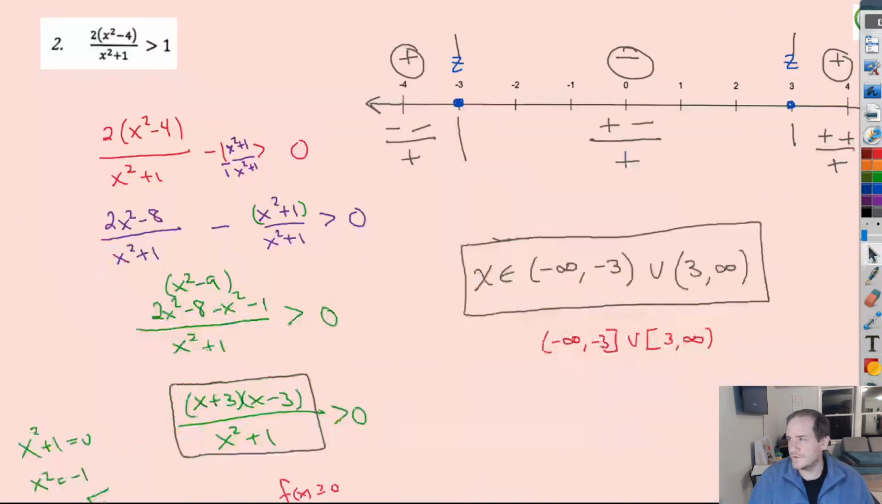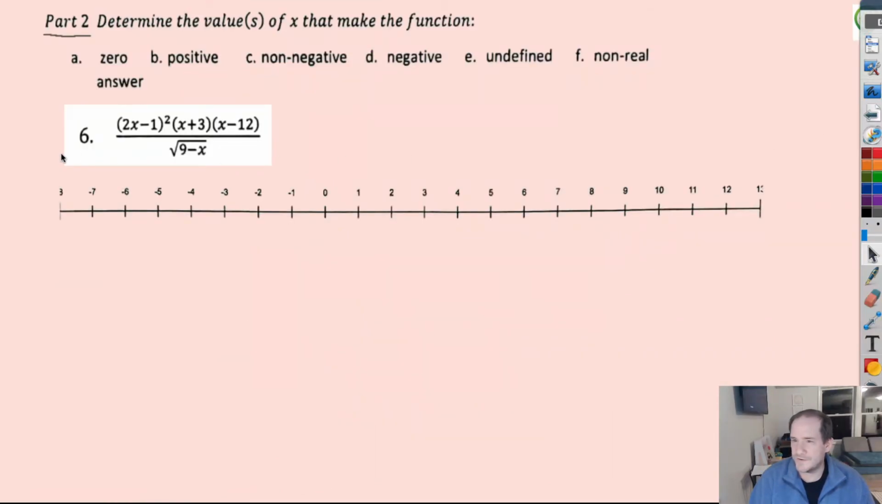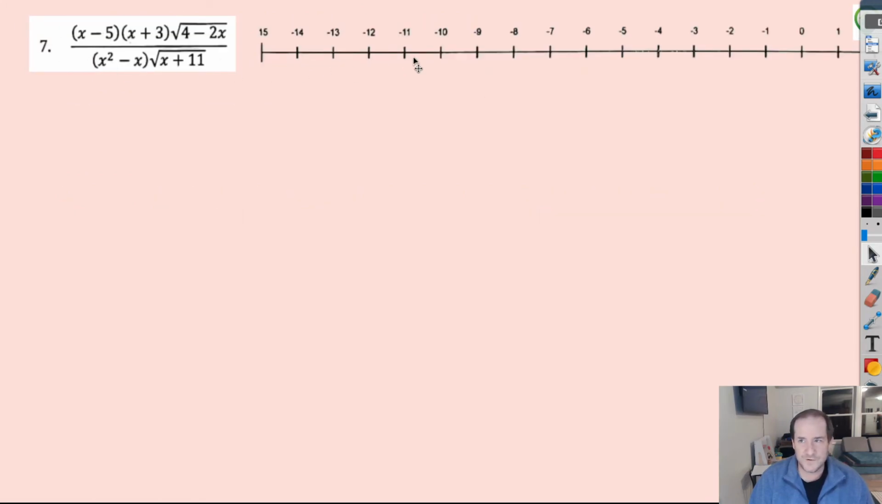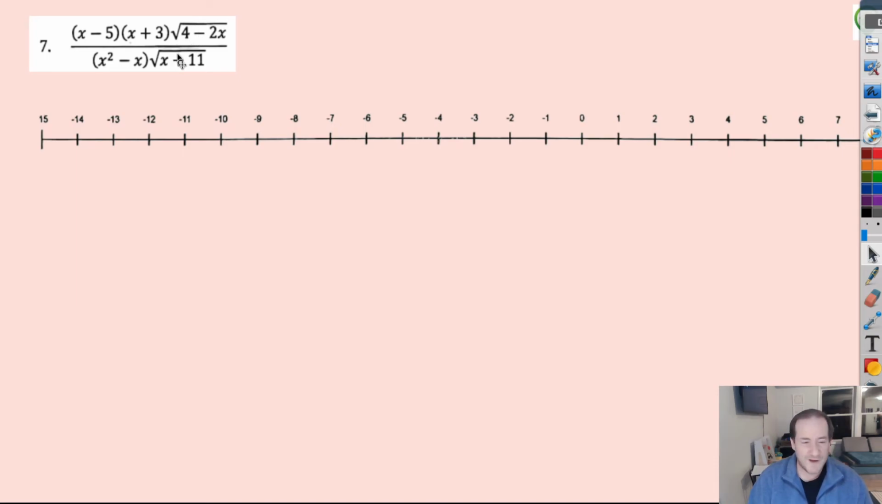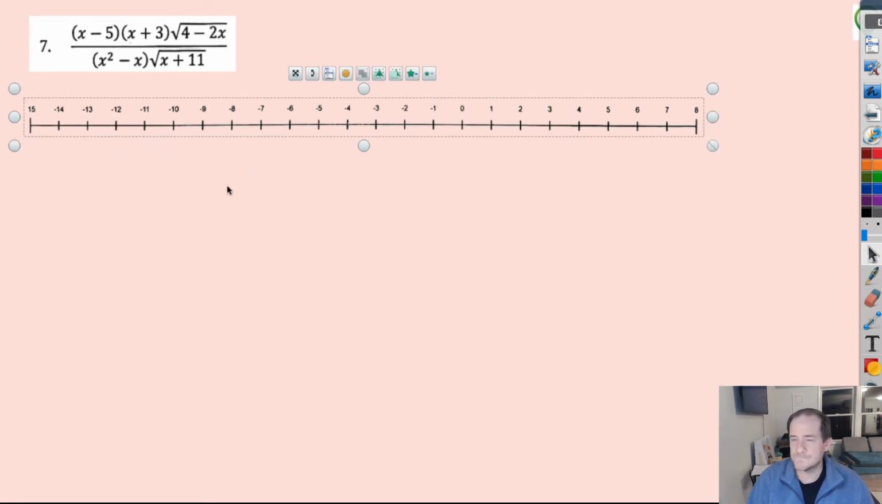But there's more of these too. So pause the video, try number 6, and I'll show you some more. You can pause the video, try number 7. This one has 2 radicals, so this one I strongly encourage you to try before watching me do it. So pause the video, try this one yourself.